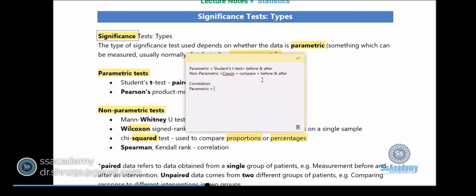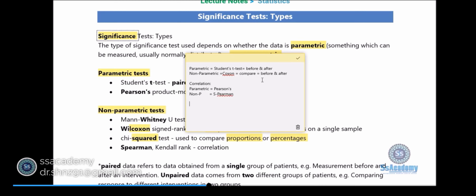Parametric equals Pearson's. Non-parametric equals Spearman. Correlation done. Next topic.